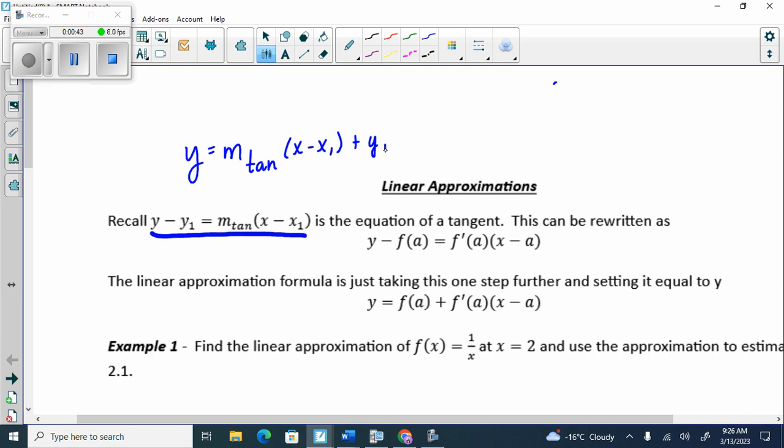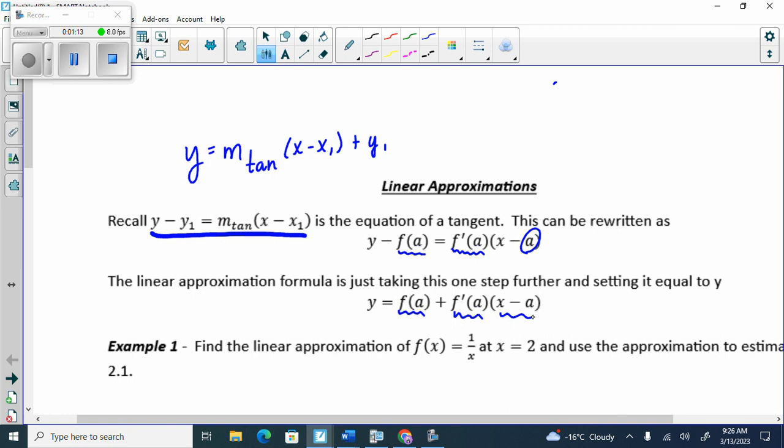So instead of writing it as y's, we can write it as f of a, meaning f at some specific x value, right? So we always plug an x value in there. And then we would have m times the tangent at a specific x, and then we fill in our specific x. True statement? You fill your x in to get your y. So the linear approximation formula is just this formula with the y by itself. So we move the f of a over, plus the tangent at a, times (x minus a).